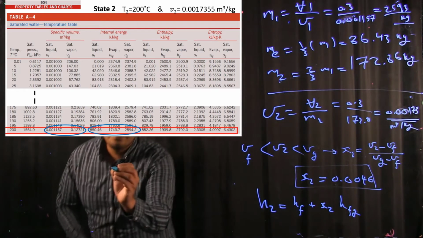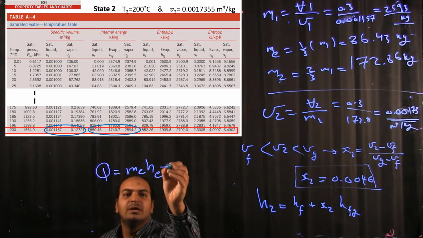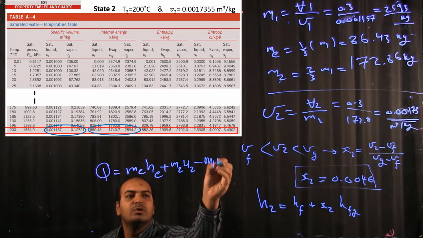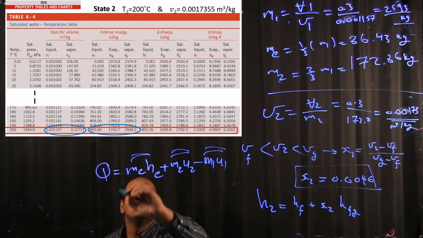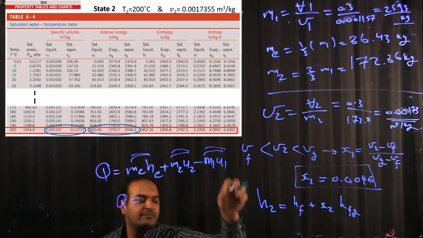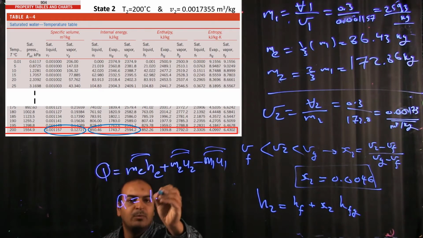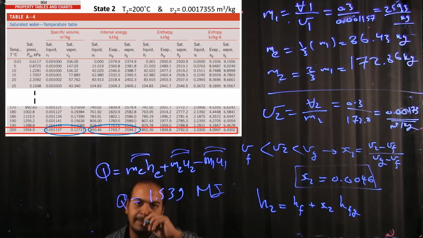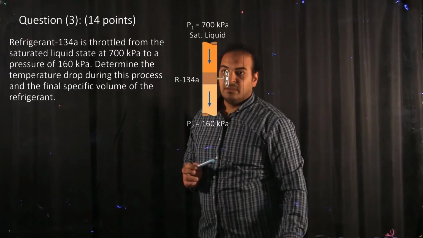So the Q now is M exit H exit, which is H1, plus M2 U2 minus M1 U1. So the initial energy, the final energy, plus the escaped energy. You can get Q, once you get the mass and all the states you have. It's 1.539 megajoule, 1,539 kilojoule, or 1.539 mega.